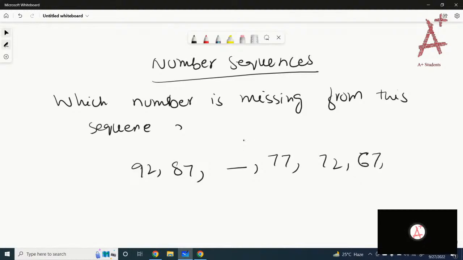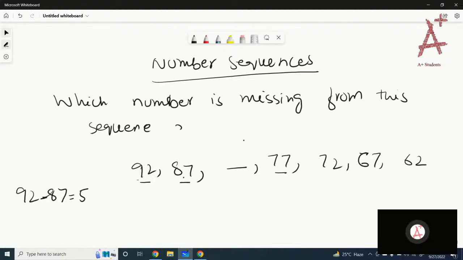Okay, first look at the pattern. See, the pattern is decreasing. Got it? In 92, 87, 77, they are decreasing. We need to see by which number they are decreasing. So subtract the second one from the first one. 92 minus 87 is 5. That means each number is decreasing by 5.